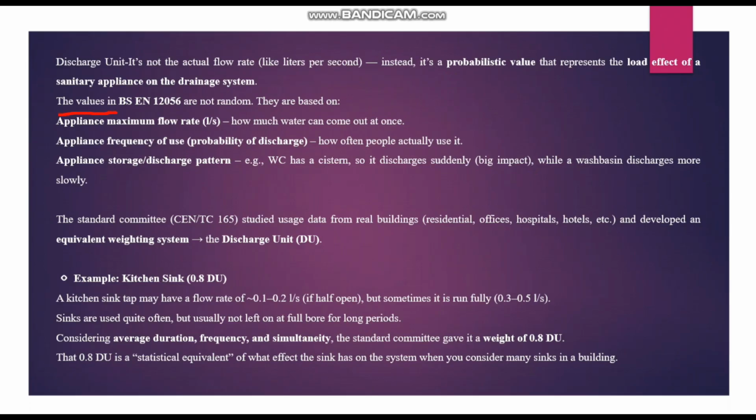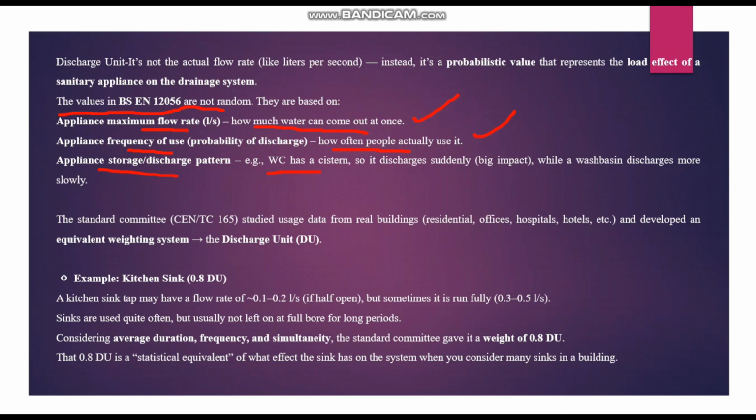So the values in BS EN 12056 are not random. They are based on maximum flow rate, frequency of use, and appliance storage or discharge pattern. So how much water can come out at once, that is the maximum flow rate. How often people actually use it, that is the frequency of use. And the third thing is the storage.